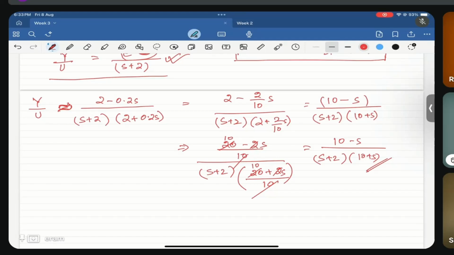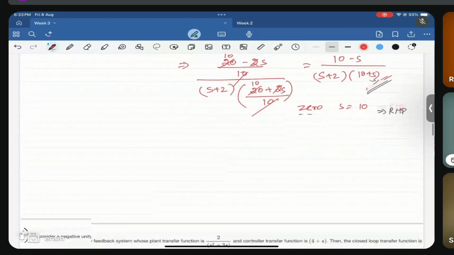Non-minimum phase, ma'am? Yes. It has zeros on the right side. It has a zero at s equals 10, which is in the RHP. So it is a non-minimum phase system. Okay.